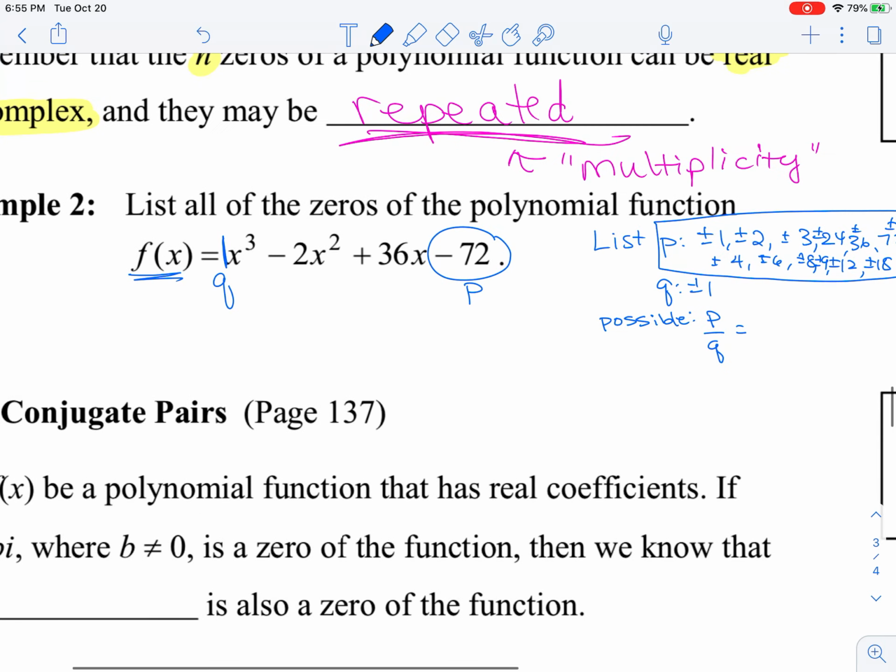Now, if you wanted a starting place, you could also look at the graph, and it can give you kind of a hint for what one of the first zeros will be. So I'm going to try 2 first, which is one of our roots right here. And we're going to put down our coefficients. So our coefficients are 1, negative 2, 36, and 72.